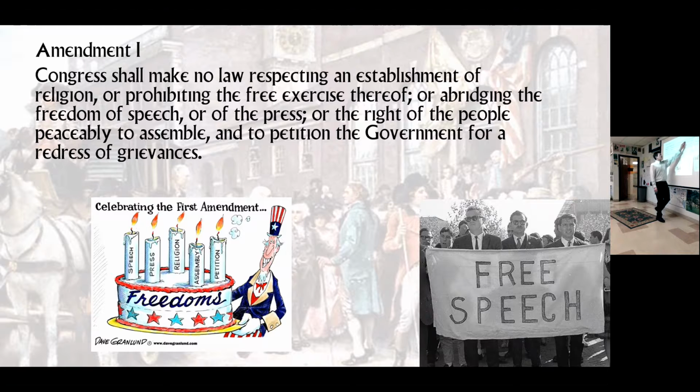What does it say? Congress shall make no law respecting the establishment of a religion or the free exercise thereof. It doesn't say you have freedom of religion. It just says that Congress can't pass a law saying you can't practice a certain religion. Congress cannot pass a law saying there will be no Druids in the United States. It can't pass that law against any other religion. There'll be no Protestants, no Catholics, no Christians, no Jews, whatever. It can't pass that, but it doesn't say what is a religion.